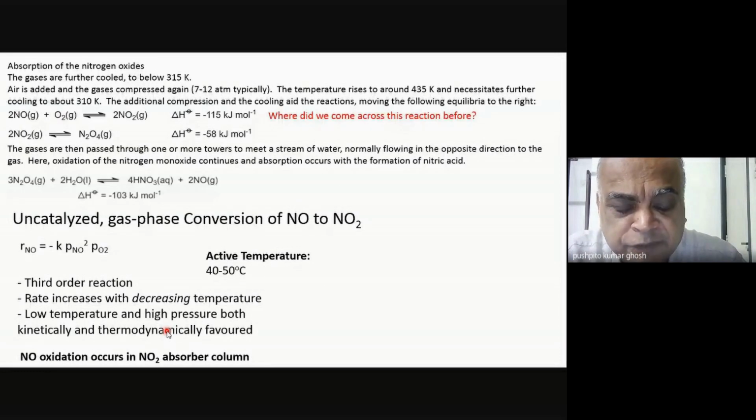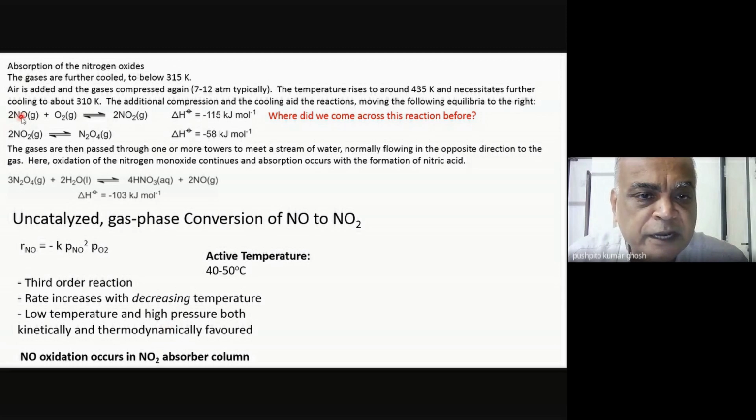Last time we discussed the first part of the Ostwald process, which is taking ammonia and oxidizing it in the presence of a rhodium platinum catalyst to nitric oxide, NO. That's a very important step. The second step, which is the further oxidation of NO to NO2, is a non-catalytic process. It goes to NO2 and it's again an exothermic reaction.